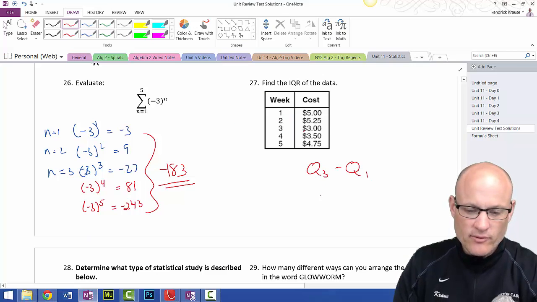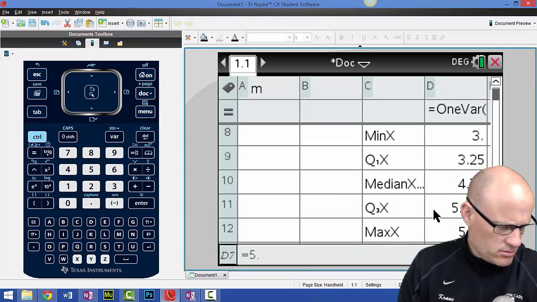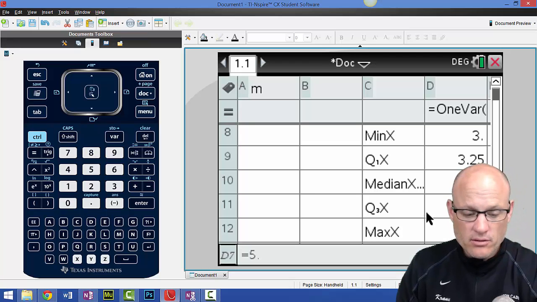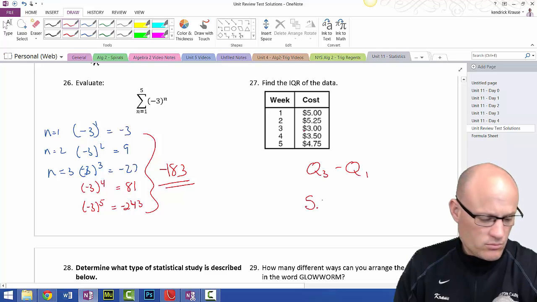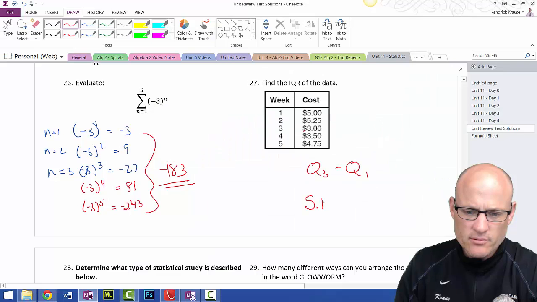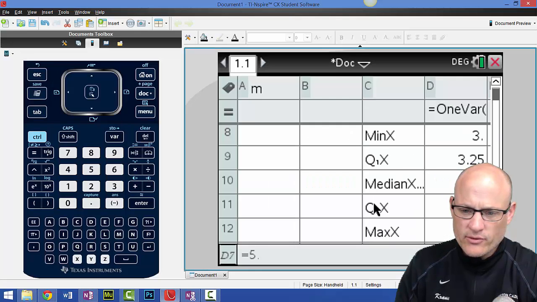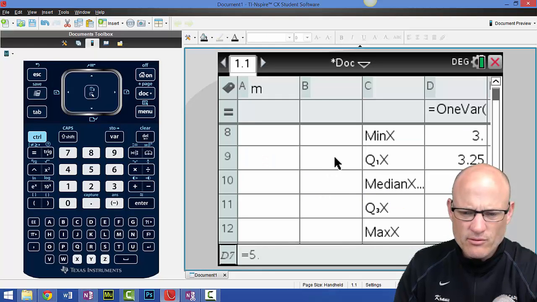So if you go back over here, Q3 was 5, what? Oh, I had this wrong. I don't know what I was doing on my sheet. 5 point, I forgot what it was, 125 minus 3.25. Did I put those numbers in right? I feel like I put those numbers in wrong.